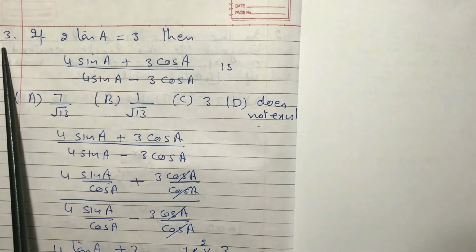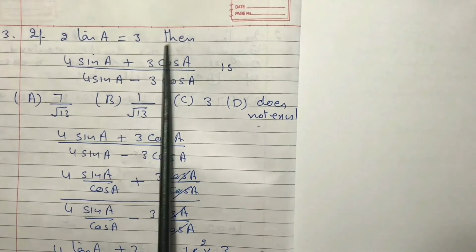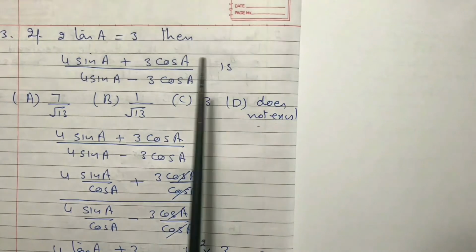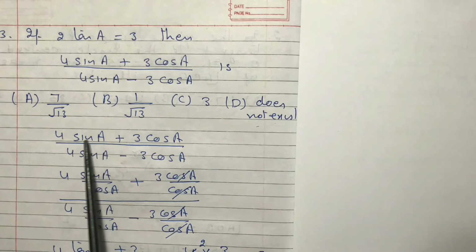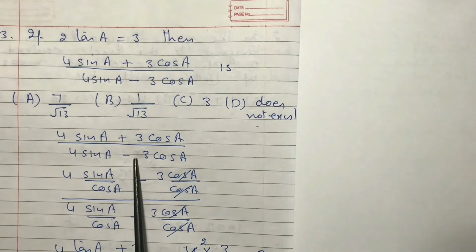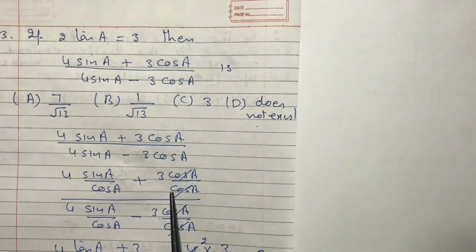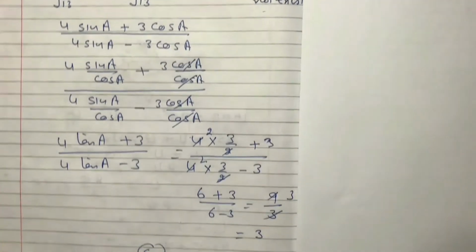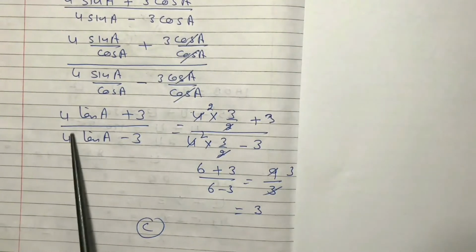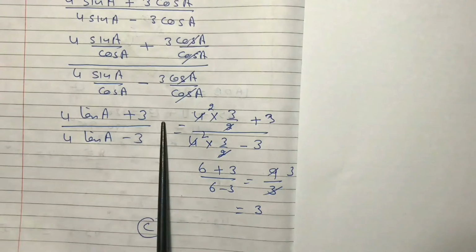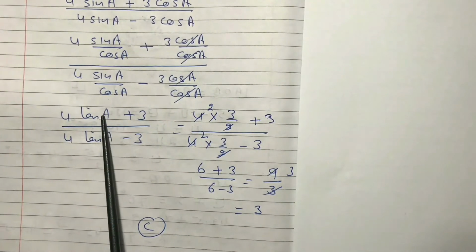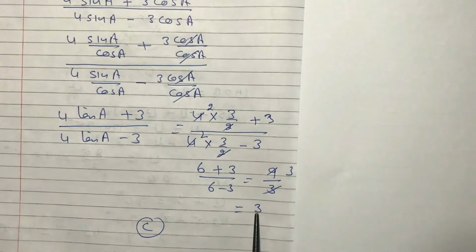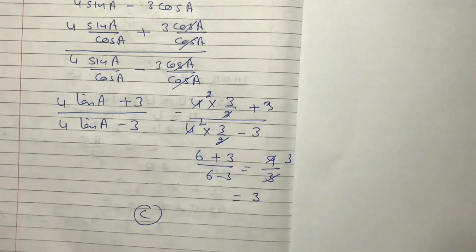Now its third question is, if 2 tan A is equal to 3, then find the value of this expression. And there are again four options. So how will you do it? Divide numerator and denominator by cos A, and you will have (4 tan A plus 3) upon (4 tan A minus 3), and the value of tan A is 3/2. Substitute that value, you will get 3. So C is the option.